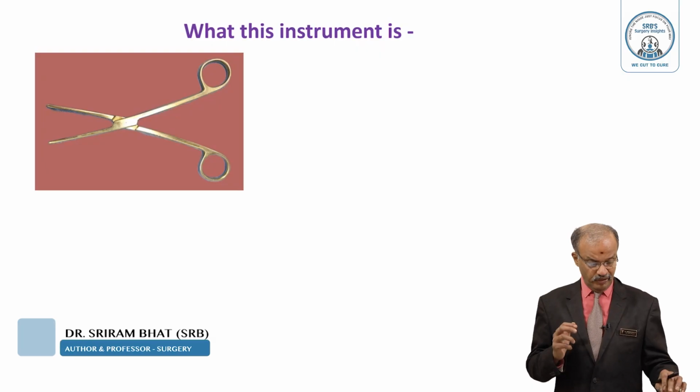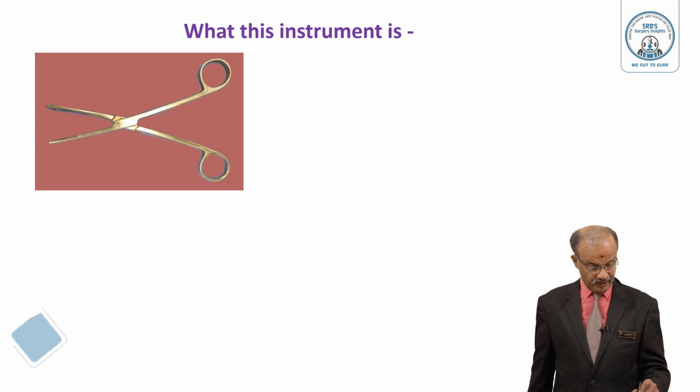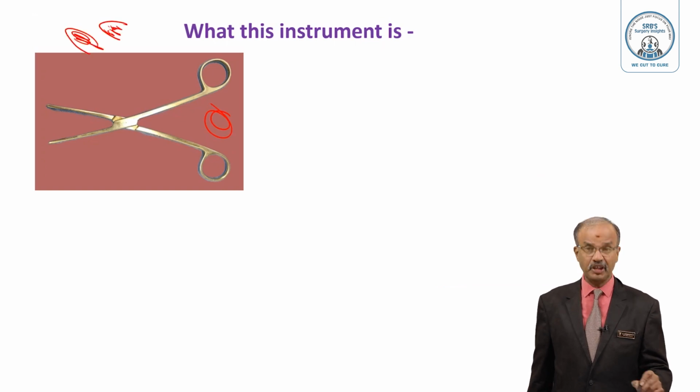Hello students, we'll discuss an instrument today. Let's find out what this instrument is. Look at that, there is no lock here. That's very, very important. On the distal blade, the distal part, there are serrations like this. There are serrations only on the distal part.